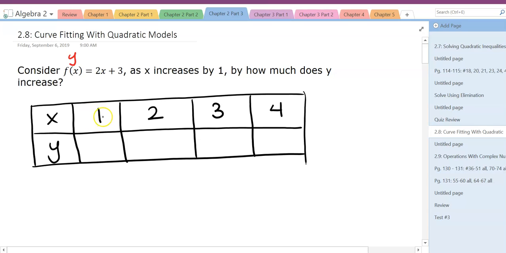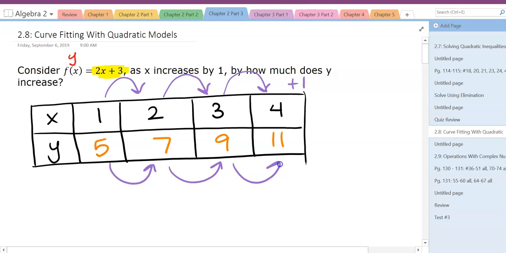So if I take x equals 1 and plug it into the function, I come back up here to this 2x plus 3. I'm taking 2 times 1, which is 2, plus 3, and I get 5. Then if I put in a 2, 2 times 2 is 4, plus 3 would be 7. If I put in 3, 2 times 3 is 6, plus 3 would be 9, and then if I plug in a 4, I get 11 to come out. So as my x values are going up by 1, what are your y values doing? Good, they're going up by 2.